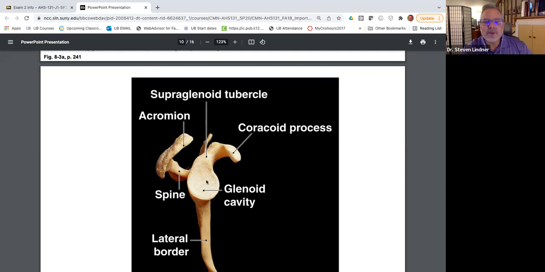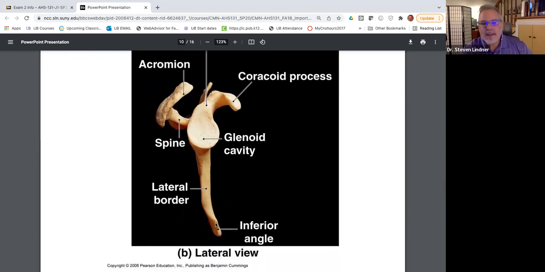From the side view, the lateral view, we could see the coracoid process in the front and the acromion process on the posterior. And again, all the way at the bottom is the inferior angle. Because we see the glenoid cavity, which is lateral, that's the lateral border, aka axillary border.